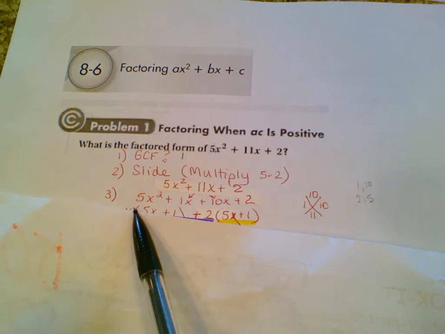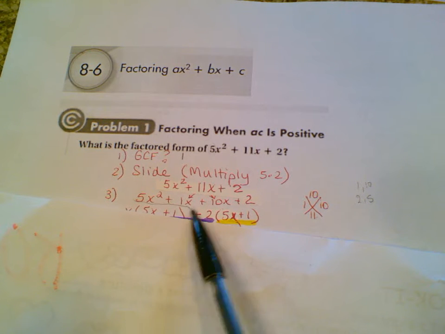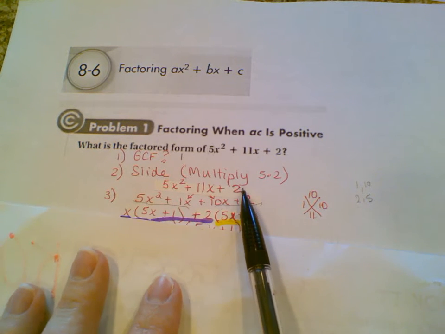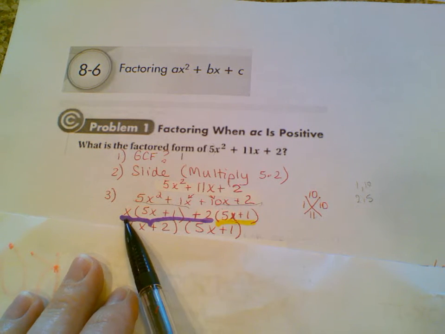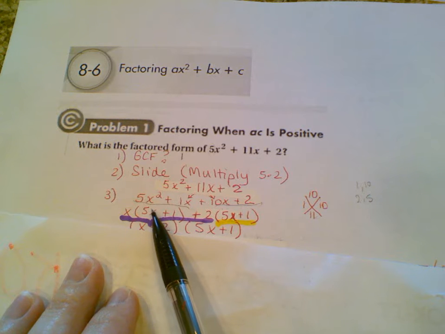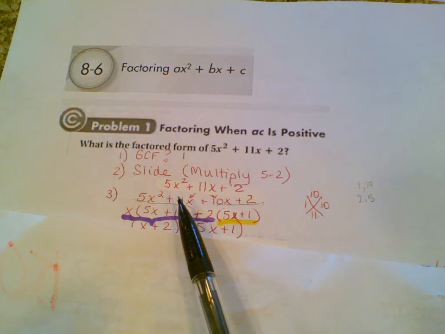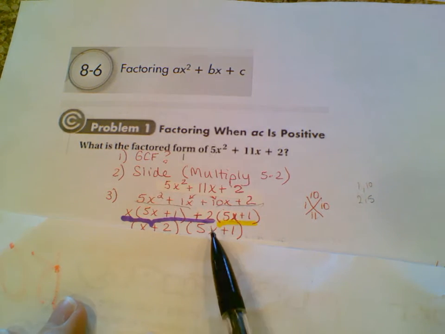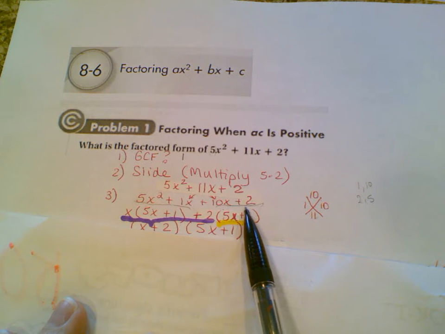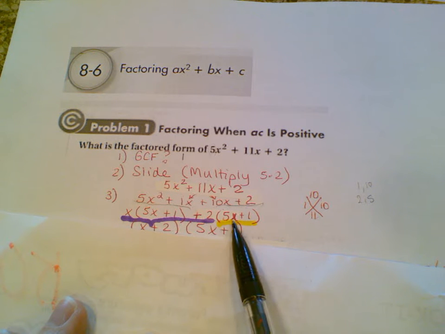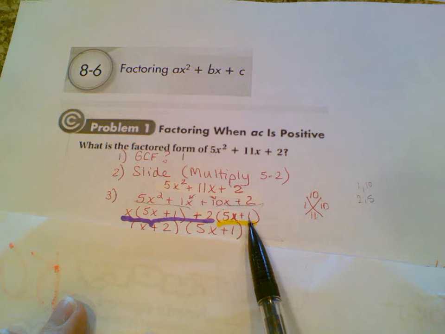I have to group my first two together and do a GCF and group the second two. The first two, I would pull out an x from each of them. So when I divide this by x, I get 5x. When I divide this by x, I get 1. Then on this one, my greatest common factor is 2. So I divide this by 2, I get 5x. Divide that by 2, I get 1.